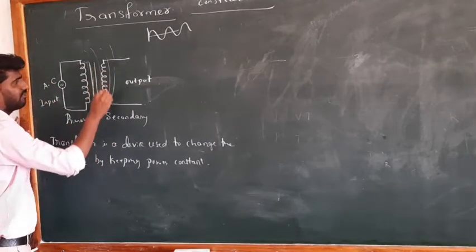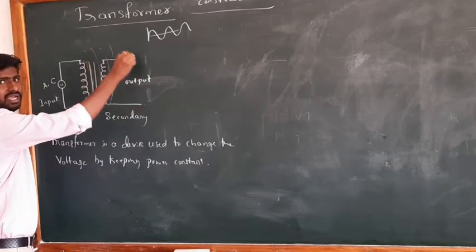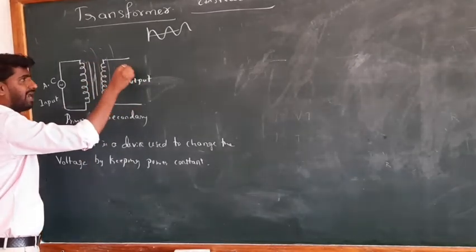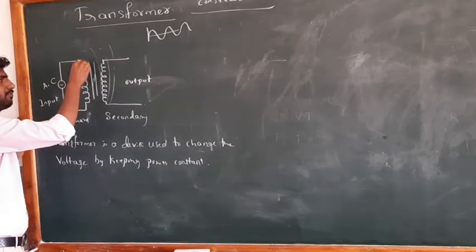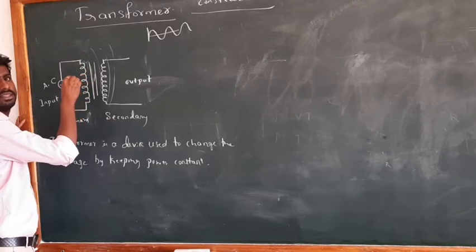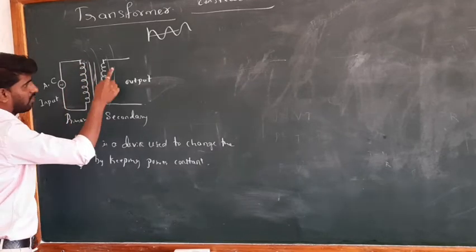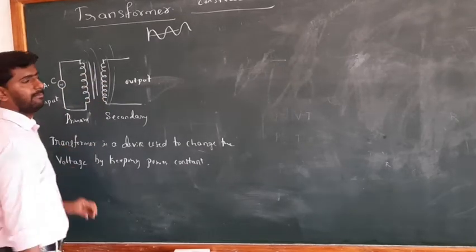As a result of the induced EMF, the current automatically starts to flow here. This flowing current again produces magnetic flux here, and there will be the induction of one more EMF, which is called the back EMF. It produces EMF on this one, and this can also produce EMF on the other one. This is called mutual induction.